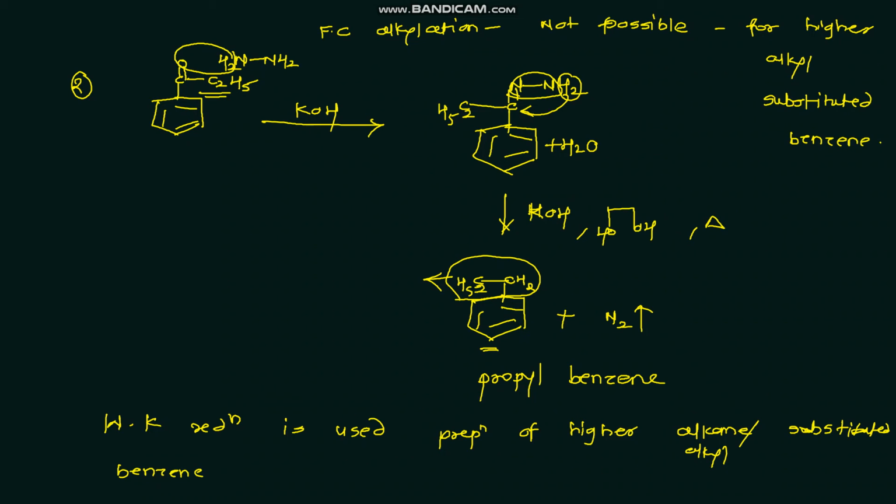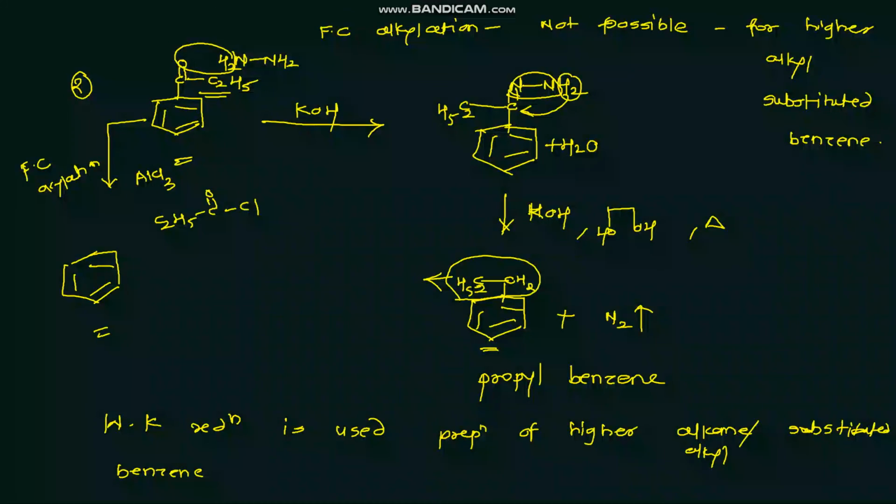For this purpose, we use Wolff-Kishner reduction. First, we do Friedel-Crafts acylation. The reagent is AlCl3. Here it reacts with C2H5COCl, and we get this compound. And after Wolff-Kishner reduction, we get higher alkyl substituted benzene.